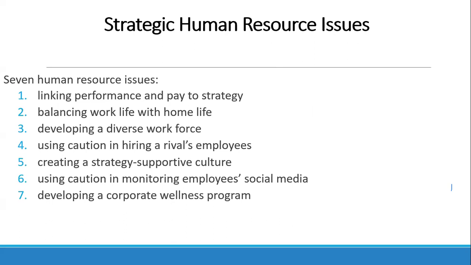Now we are going to look at the last thing for the day, which borders on the strategic human resource issues which need to be considered when we are dealing with strategy implementation. So when we are going to implement a given strategy, what are the strategic human resource management issues that are very much important to ensure that the implementation of the strategy will be successful? The first one is to link performance and pay to strategy.